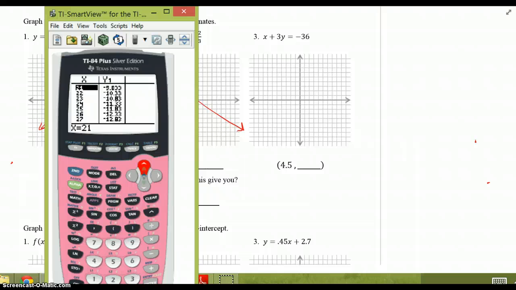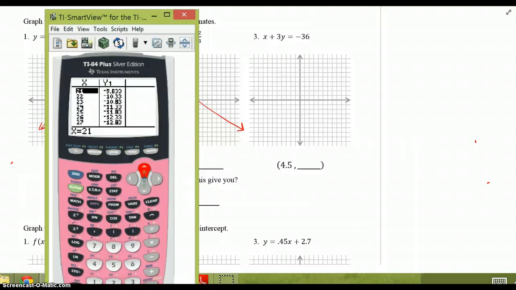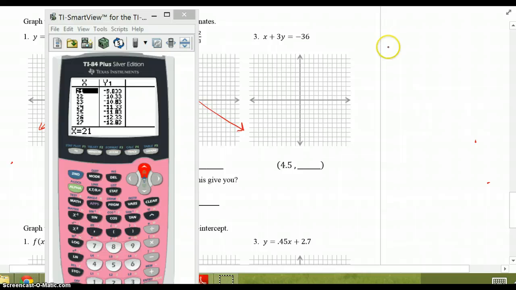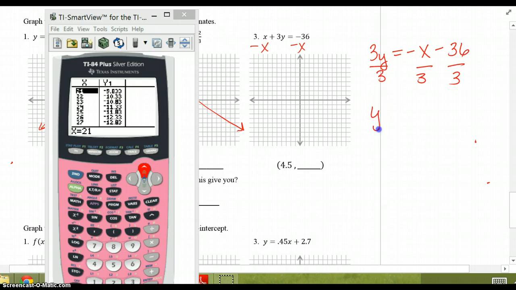Okay, on number 3, the difference with this is it's not written in y equals mx plus b, and it must be written in y equals mx plus b. So, off to the side here, we are going to move the x to the right side, so we have 3y equals -x minus 36. Divide by 3, divide by 3, divide by 3. y equals -1/3 x minus 12.